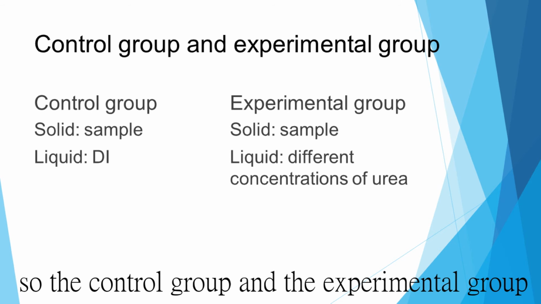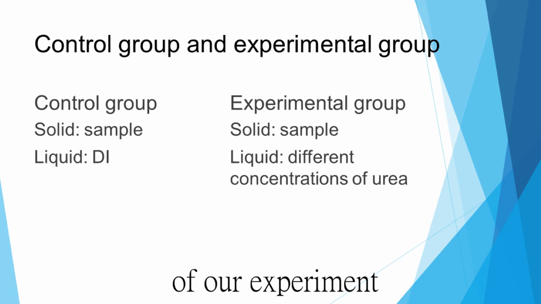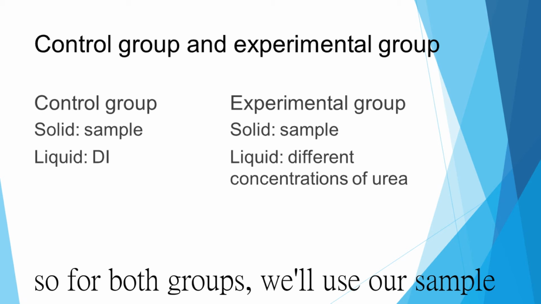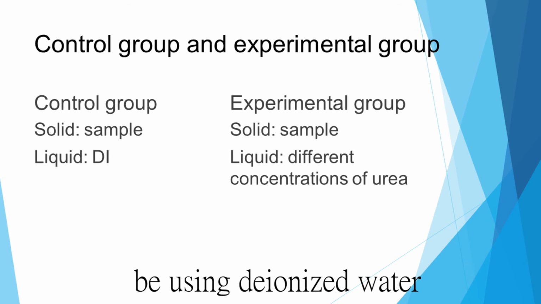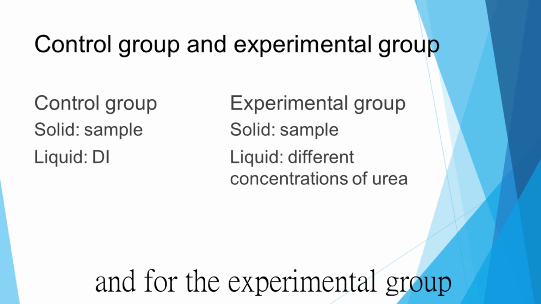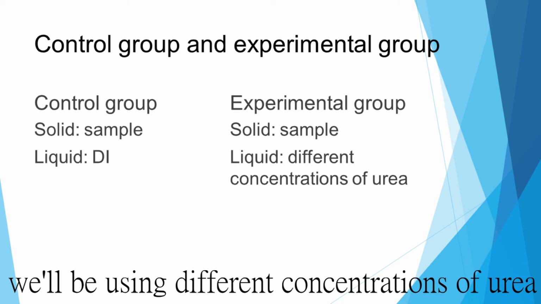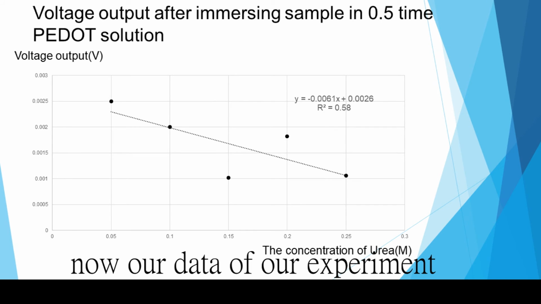Experiment design and data. So the control group and the experimental group of our experiment. So for both groups, we will use our sample for the solid substance, but for the control group, we will be using deionized water, and for the experimental group, we will be using different concentrations of urea. Now our data of our experiment.